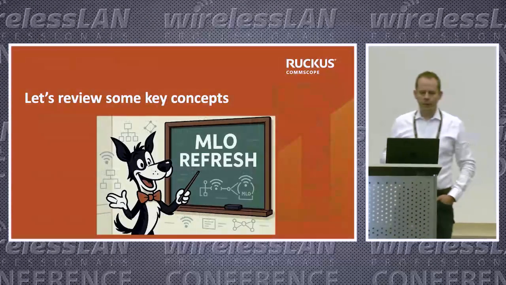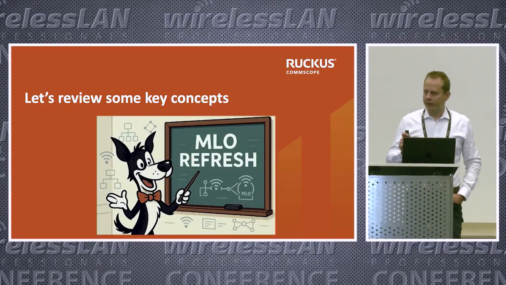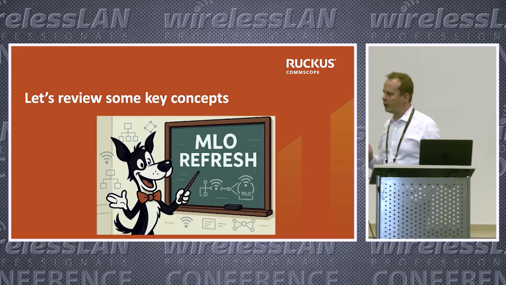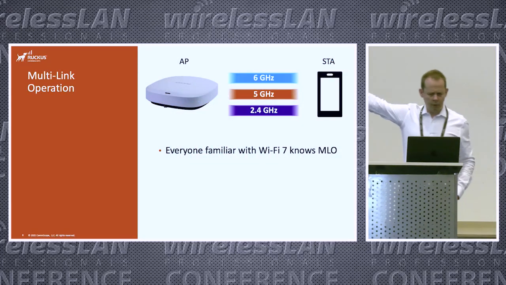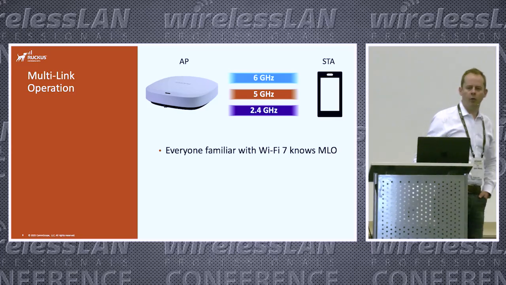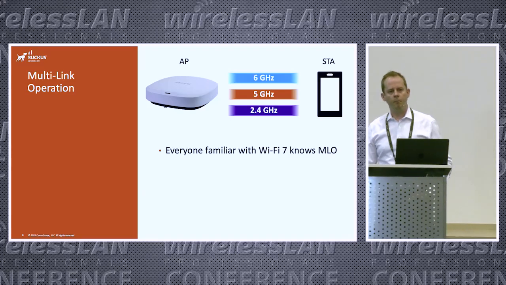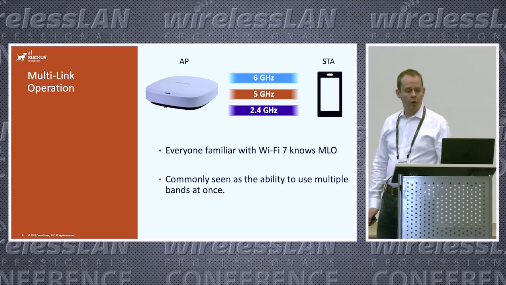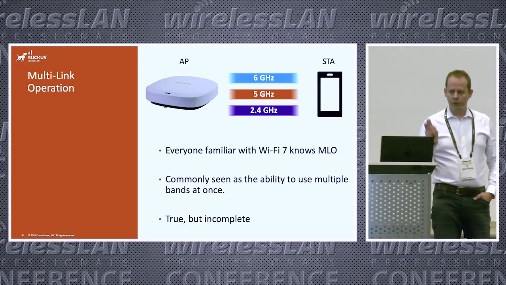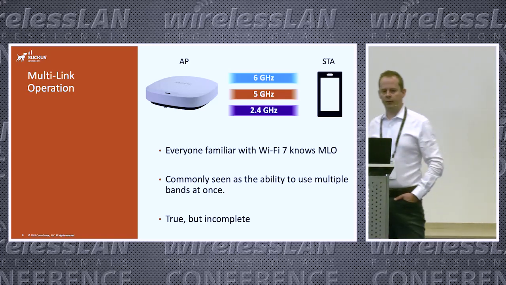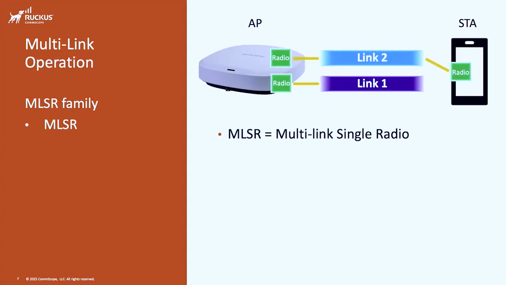So now, what I want to make sure is that everybody is familiar with MLO, and we are going to go through a few points. First, everybody who has heard about Wi-Fi 7 knows that MLO is about using more than one band at a time, which is correct, but it can be a bit deeper than that. If we take a deeper look, there are actually two kinds of MLO mode, and each has two sub-modes.